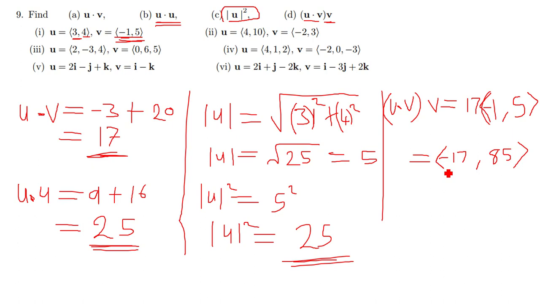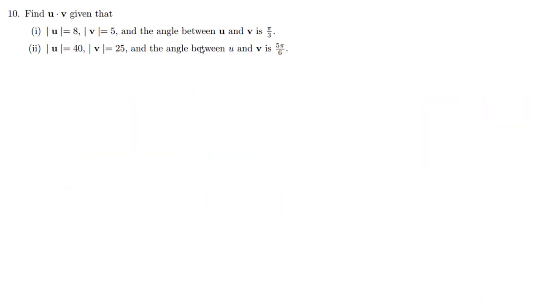So let's quickly move on to the next question. You solve the other questions in a similar manner. There's no difference. That's why I'm solving just one question, because they're just the same. Vectors are simple. So this other question says, find u dot v given that the magnitude of u is 8, the magnitude of v is 5, and the angle between u and v is pi over 3. This pi over 3 is the same as 60 degrees. When you say 180 divided by 3, you get 60 degrees when you convert it.